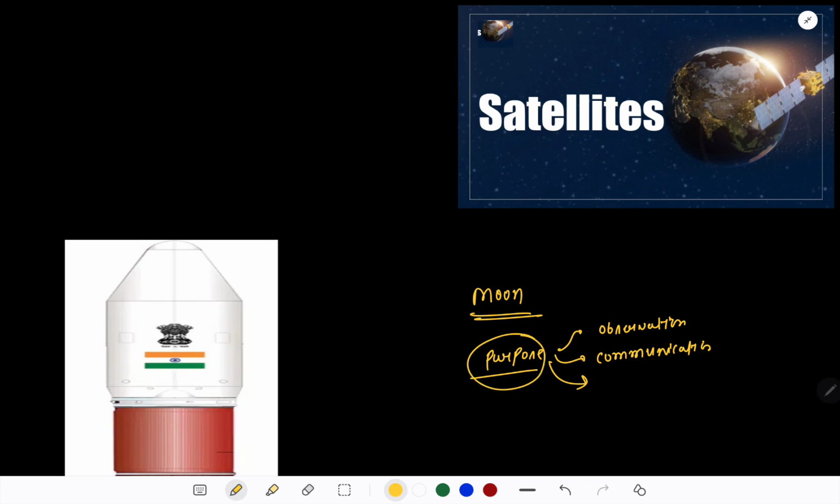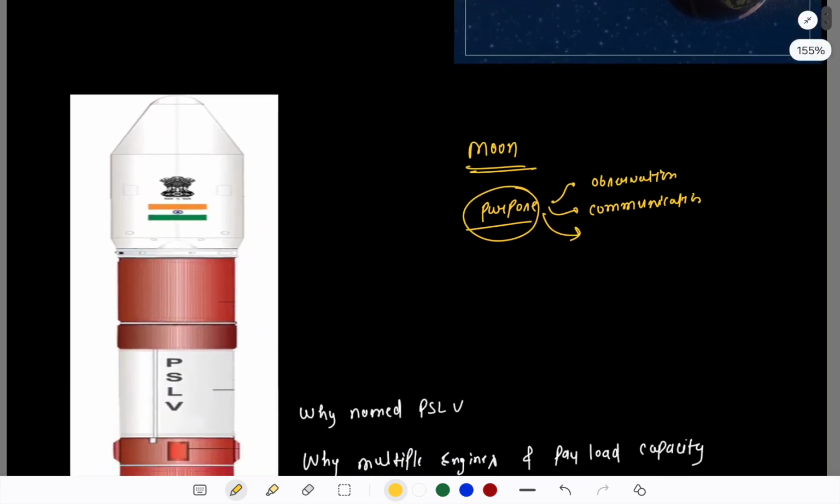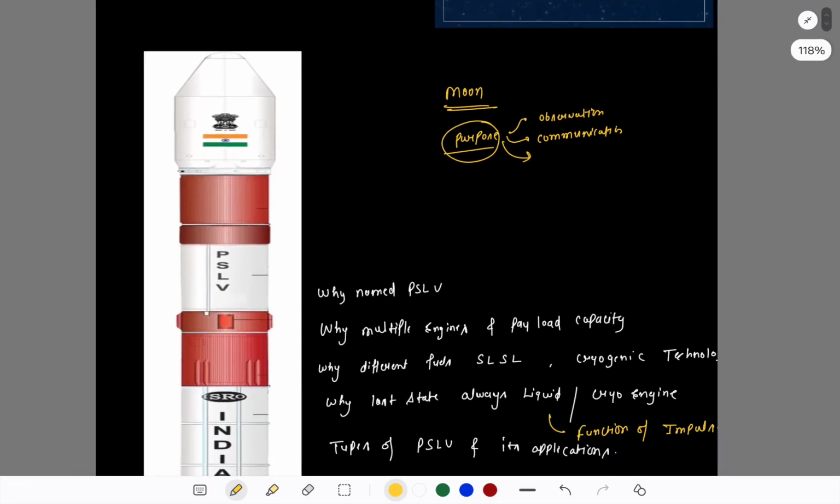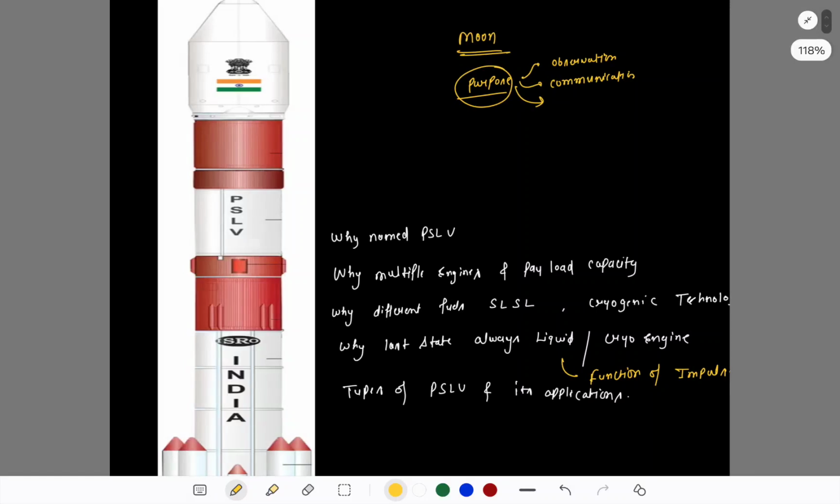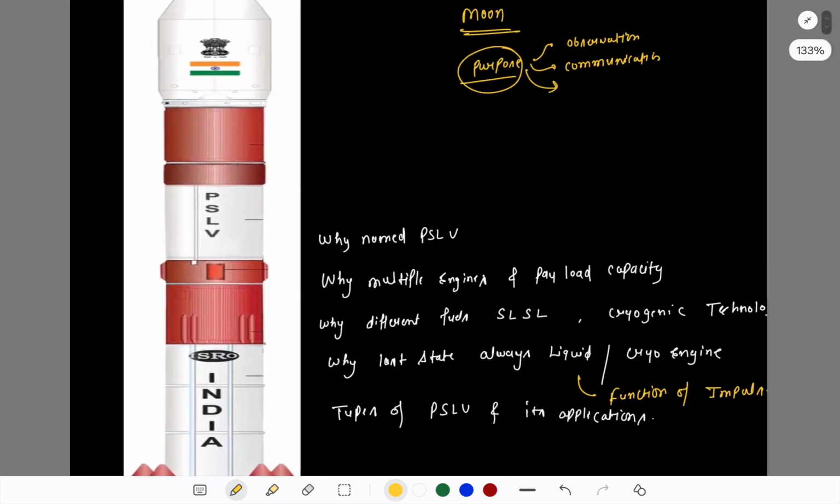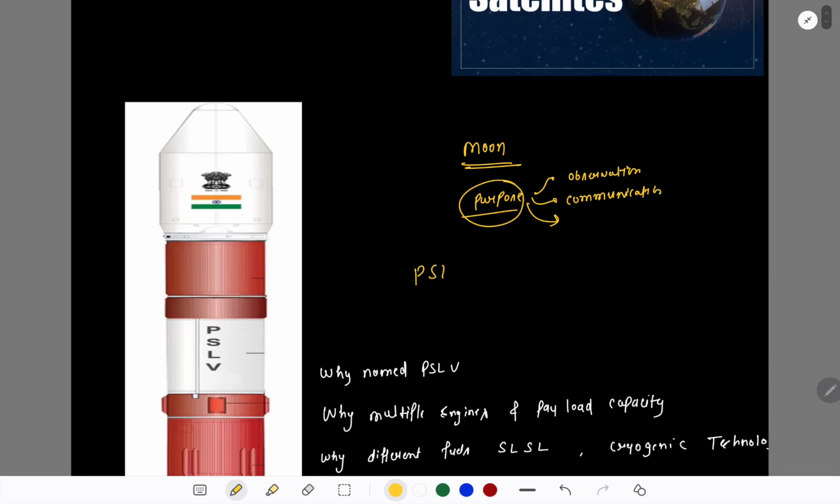Now the question arises: how do we launch a satellite? If the satellite is not already present in space, how do we launch it? For that we have rockets, and the latest rocket that we have for now is the PSLV, known as the Polar Satellite Launch Vehicle. Or we can name it, for example, PSLV Mark 3. Maybe you have already heard this name, and this is also known as the LV-M3, launch vehicle Mark 3.